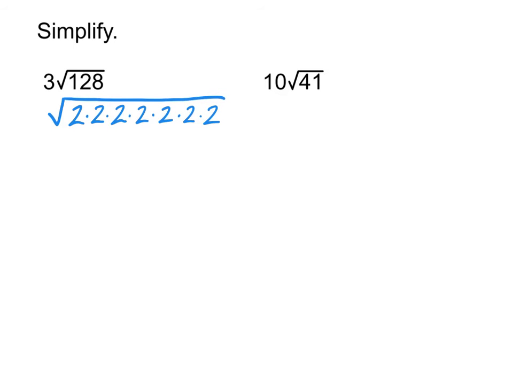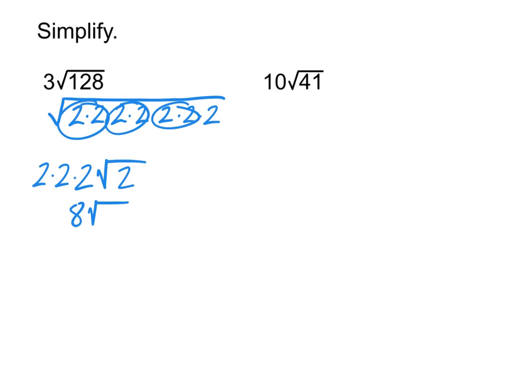Now, if you had chosen to do this one by making the factor tree, you would have gotten a whole lot of 2's. 7 of them, to be exact. And so then you would have started circling pairs, and you'd notice that you got 3 pairs of 2's. So I'd have 3 2's on the outside of my square root. And inside was anything that wasn't circled, which was a 2. And so we'd have 8 times the square root of 2.